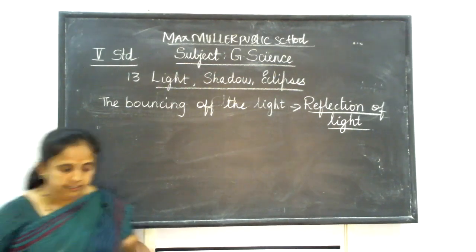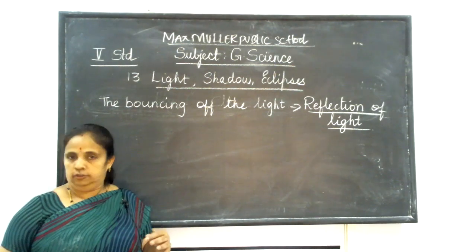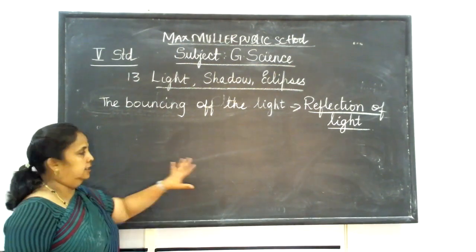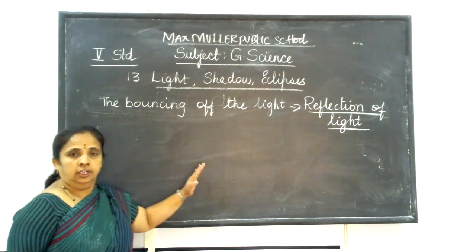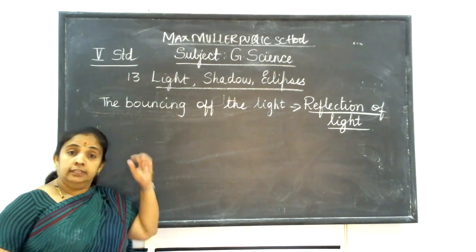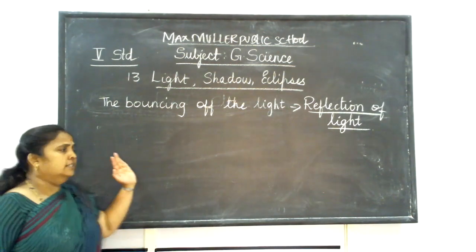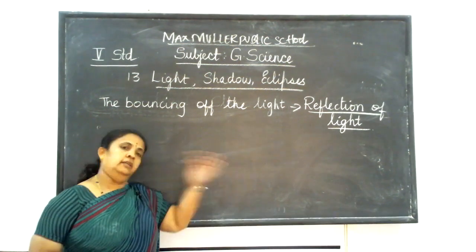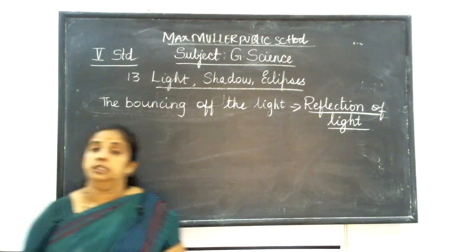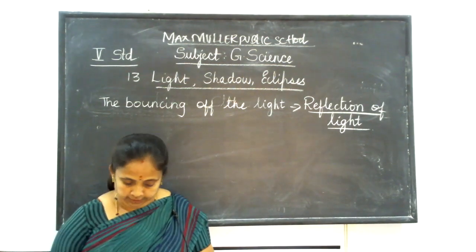When light strikes any surface, we can say that it is reflected. As there is a source of light and an object, when the light falls on the object it bounces back. That bouncing back is called reflection. As soon as the light falls on that object, it bounces back, so we say it is reflected.